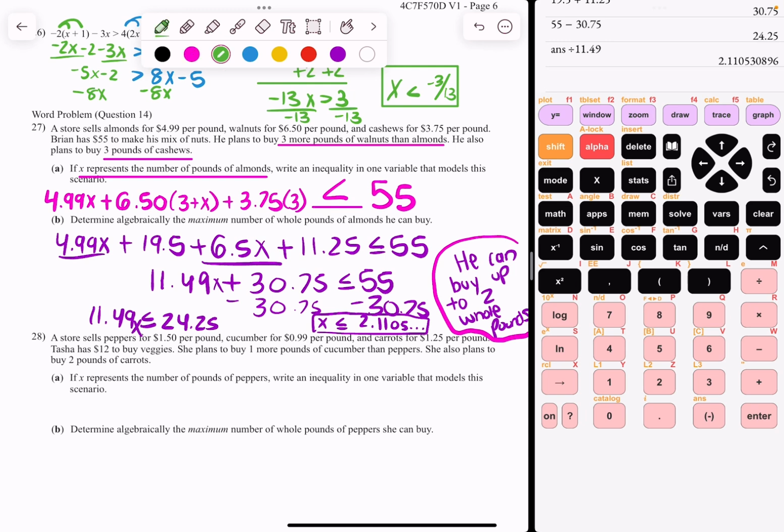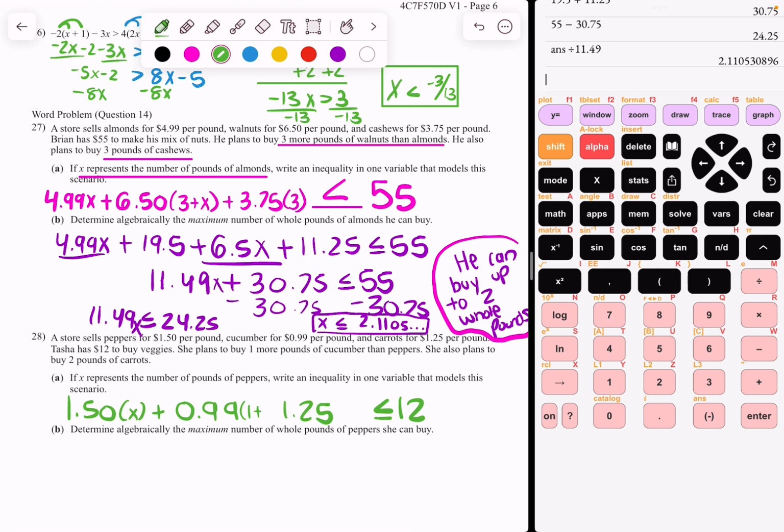Alrighty, and let's look at this very last problem. A store sells peppers for $1.50, cucumbers for 99 cents, and carrots for $1.25. Tasha has $12 to spend, which means she has less than or equal to 12. She plans to buy 1 more pound of cucumbers and peppers. She also plans to buy 2 pounds of carrots, and X represents peppers. Well, peppers were $1.50 plus cucumbers were 0.99, and it says she plans to buy 1 more pound of cucumbers and peppers.